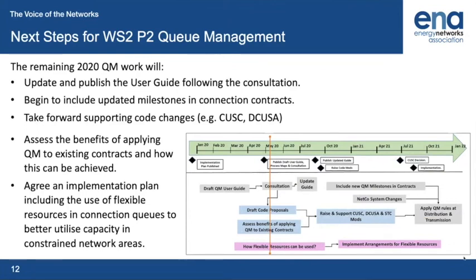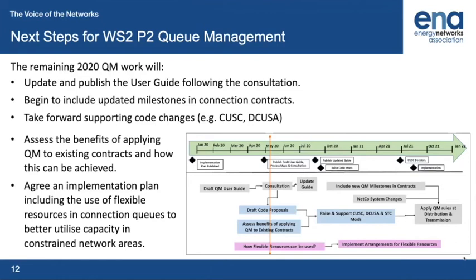And then what network companies will start to do is to start to use the updated milestones in their connection contracts before we can start to do the queue management bit in anger, as it were. That is, move parties up queues and down queues. There will need to be code changes, CUSC and DACUSA, and those will need to be proposed and agreed. So we're in the process of pulling together proposals for CUSC and DACUSA and probably the STC as well. And clearly there will be an amount of time that those will take.